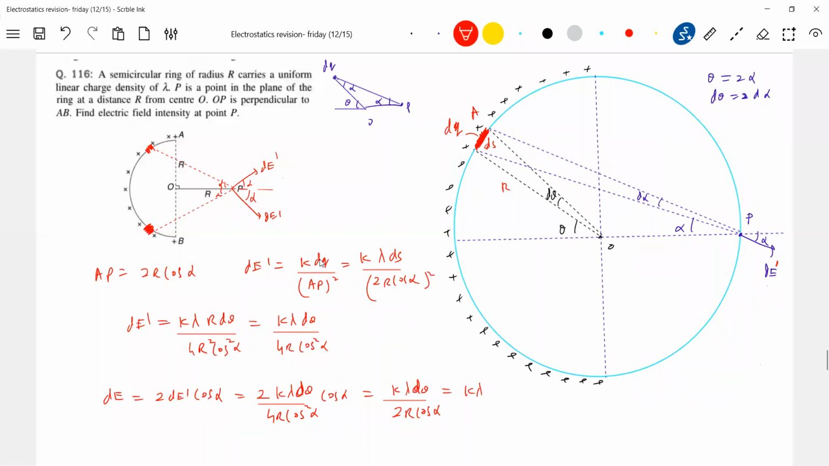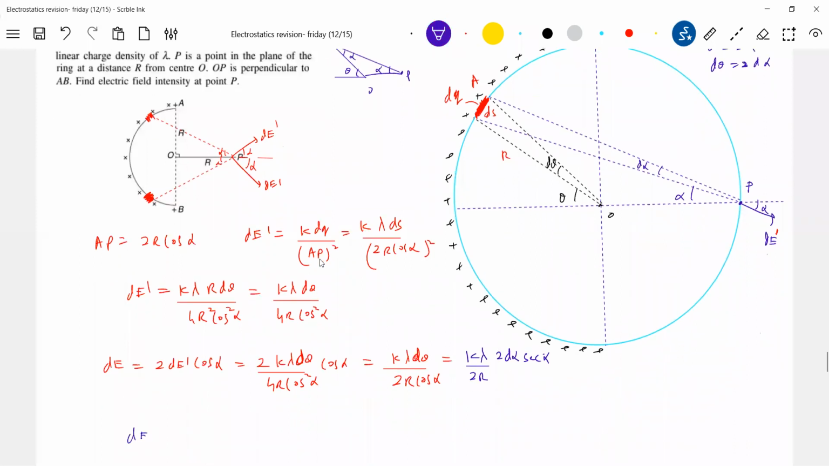K lambda d theta, shall I write 2d alpha? I think the problem is over. d theta will be 2d alpha, and 1 by cos alpha will become secant alpha. Now, what limit you are going to take will determine the answer. So 2 also gets cancelled. So k lambda r secant alpha d alpha. Any limit?